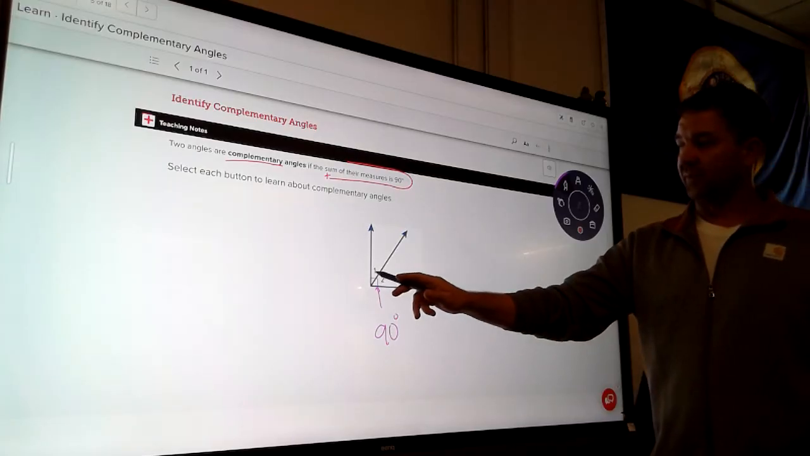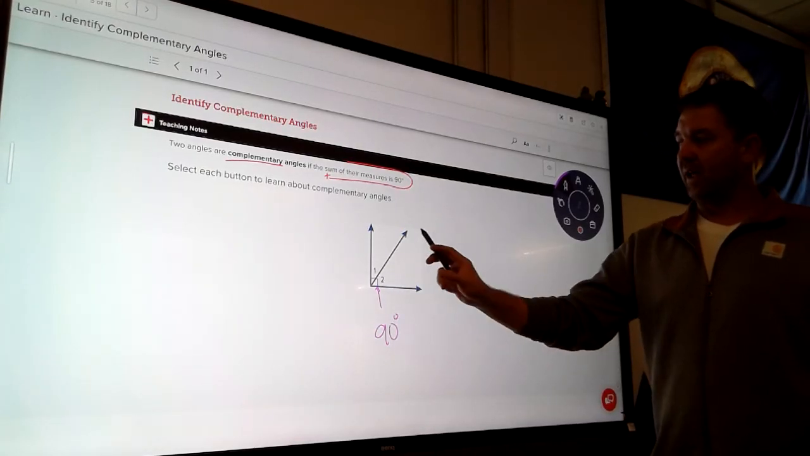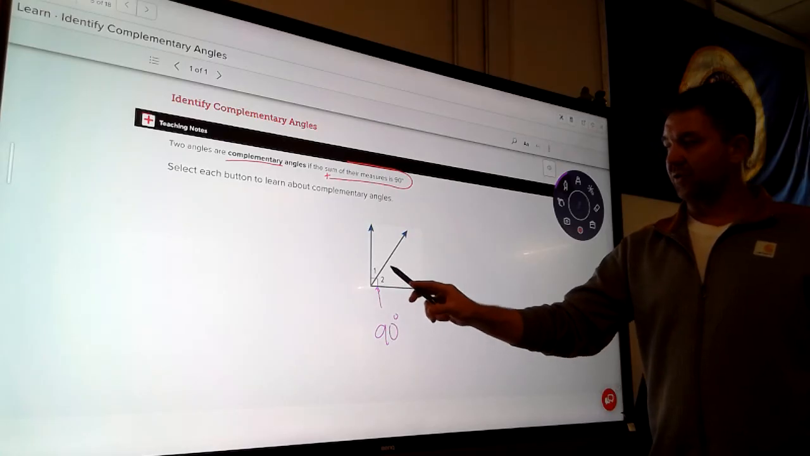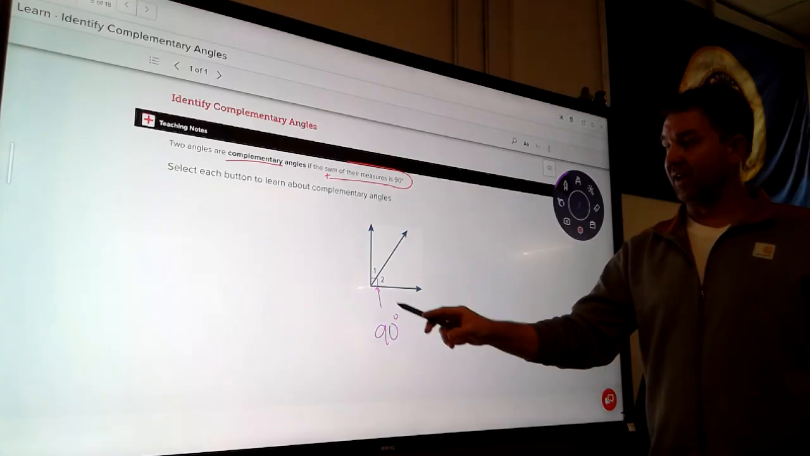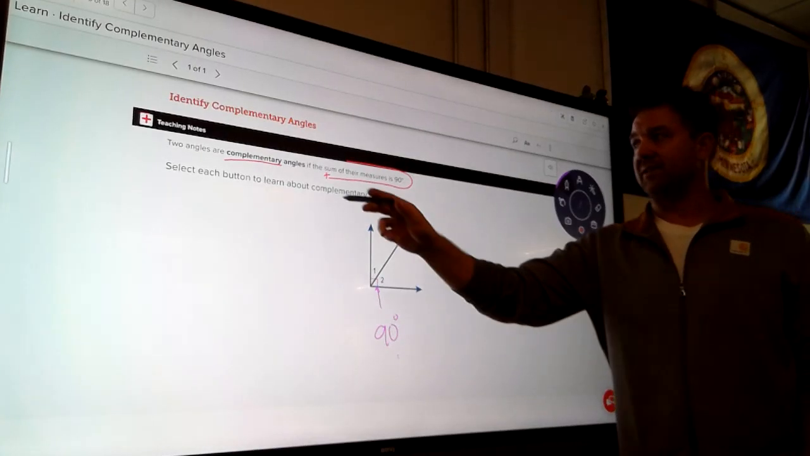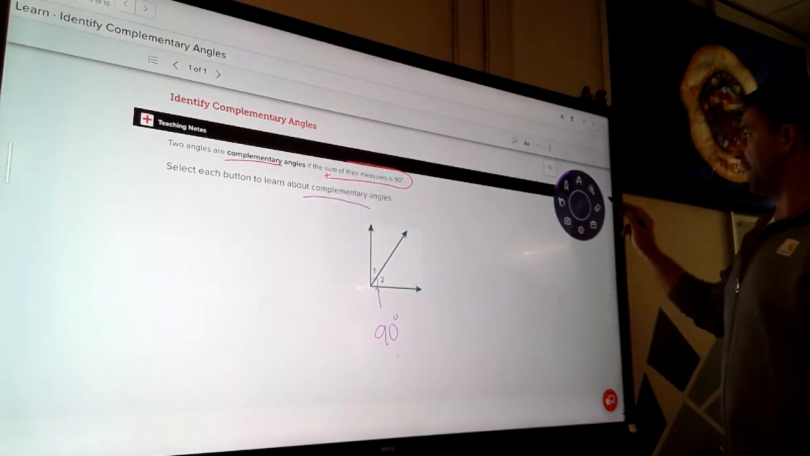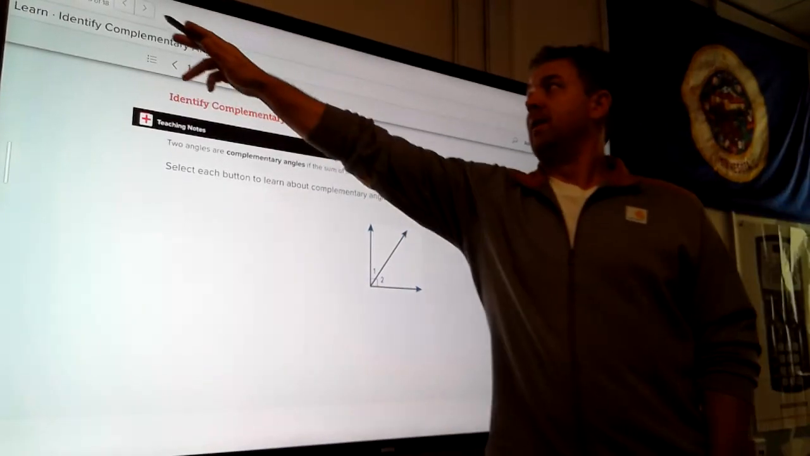Well, it also shows me two angles. I have angle 1 and I have angle 2. Well, it also shows me that angle 1 plus angle 2 would equal that 90. So these two angles would be considered complementary. That's what that's showing us right there. Next one.